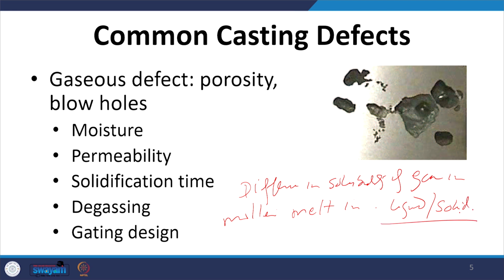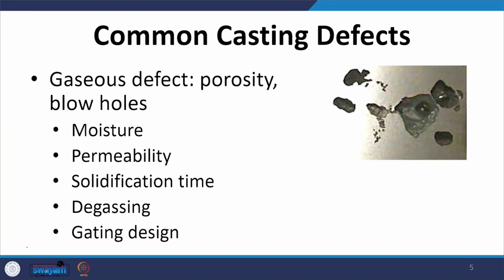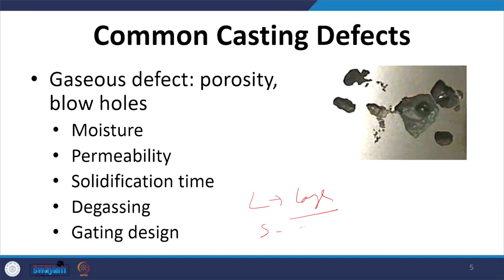You see, the different metals show different solubility differences in liquid and solid state. So, if a metal shows a greater difference in liquid and solid state solubility for a particular kind of gas, then it means in the liquid it can dissolve a large amount of the gas, but in the solid state only a small volume of the gas can be dissolved.